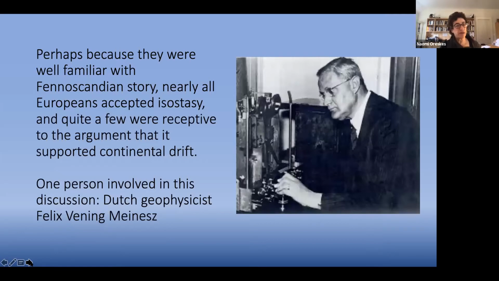So perhaps because they were well familiar with the Fennoscandian evidence, nearly all European geologists accepted isostasy, also European geophysicists, and quite a few of them were at least open or at least receptive to the idea that this could help to explain how continental drift could happen. And one of the people who got involved in this discussion, he wasn't an advocate of drift, but he was actively involved in the conversation about it, was the Dutch geophysicist Vening Meinesz.